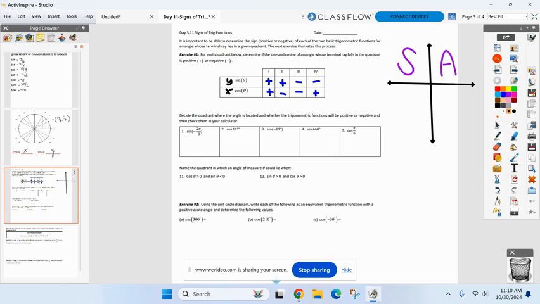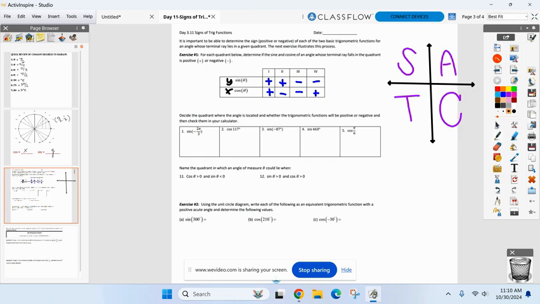Ready for this one? T in the third. Tangent. Tangent is the only thing positive in the third. Everything else is negative. These letters represent the only thing that's positive in the quadrant. And then in quadrant 4, put a C. What does that C stand for? What's positive in the fourth? Cosine.